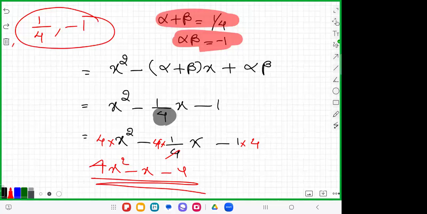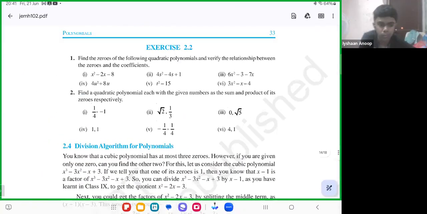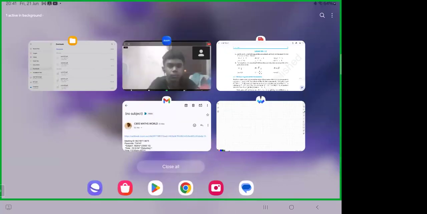So look at the next question. The next question is root 2 comma 1 by 3.